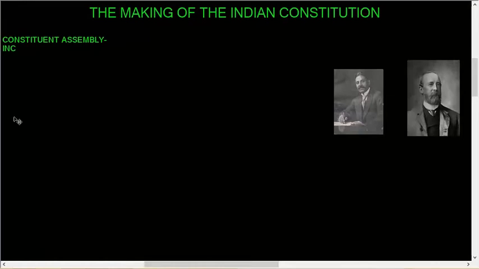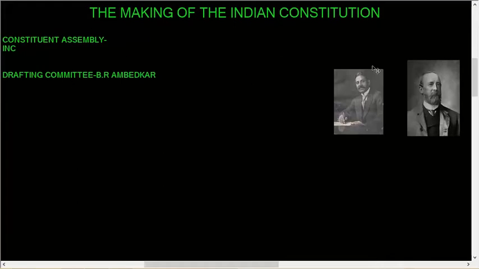And the drafting committee drafted the Constitution. And the drafting committee was headed by Mr. Bhimrao Ambedkar, our first law minister, Bhimrao Ambedkar, or B.R. Ambedkar. So that was the drafting committee.